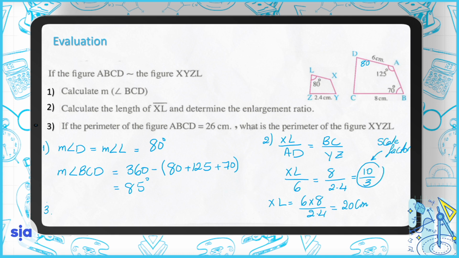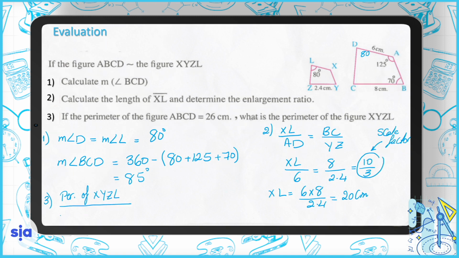Question 3. We know that the perimeter of XYZL over the perimeter of ABCD, which is given as 26, is equal to the scale factor, which is 10 over 3. Then the perimeter of XYZL is 10 times 26 over 3, which is 86 2/3 centimeters.